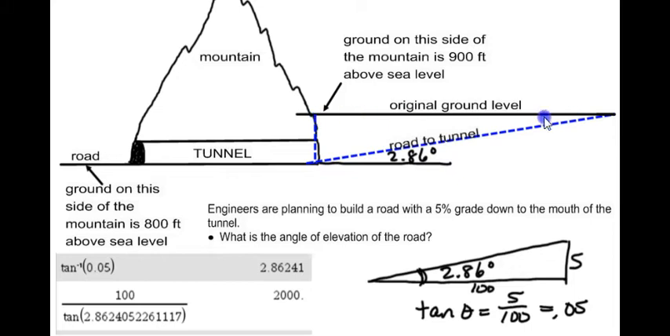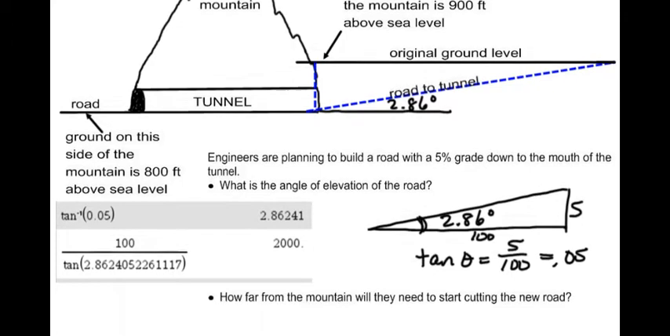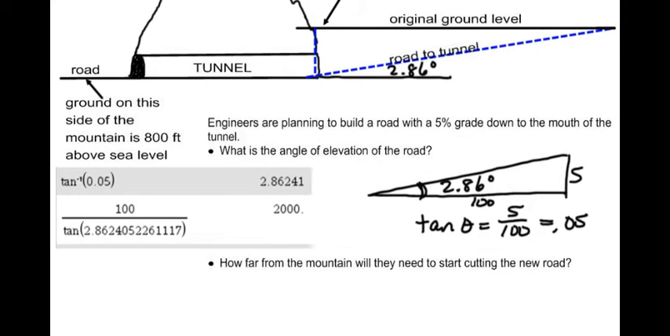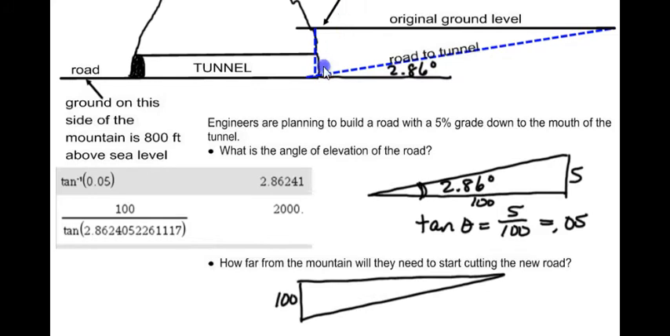How far from the mountain do they need to start digging their road down to make this road? So I'm looking for now a triangle that looks like this. And I know this distance is 100 because we already talked about the 900 feet above and the 800 feet above sea level. This distance is 100. We're trying to find that distance, and I need to know an angle. This will be a right angle.